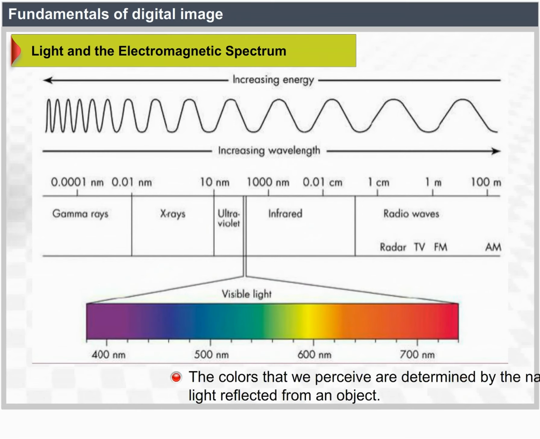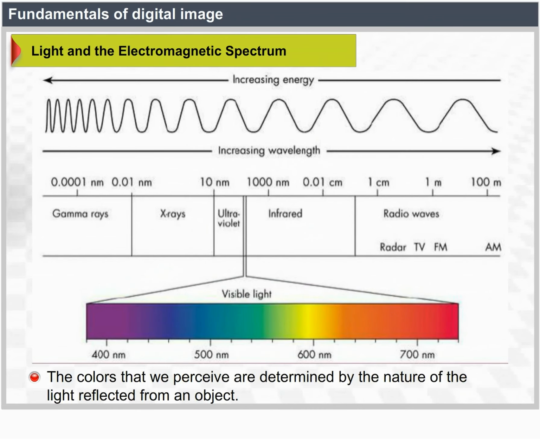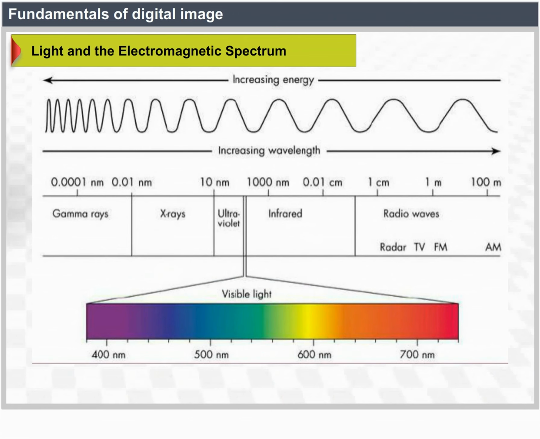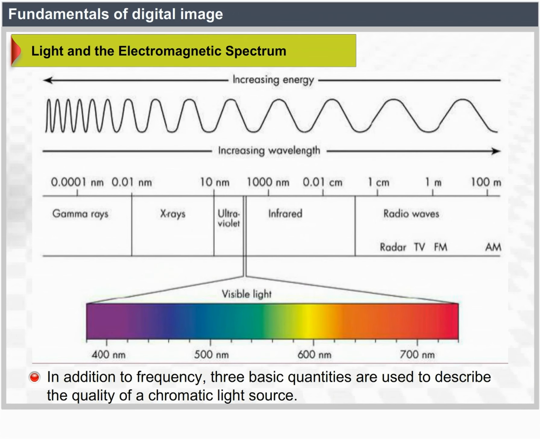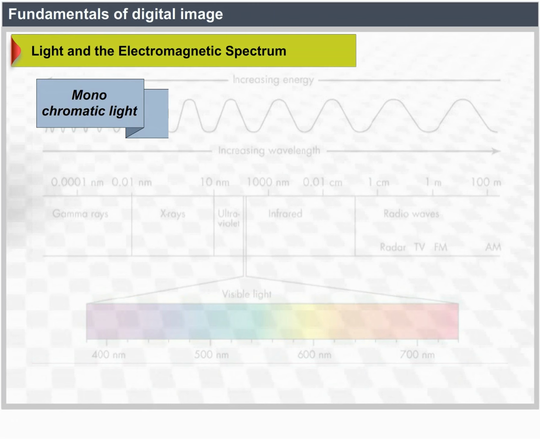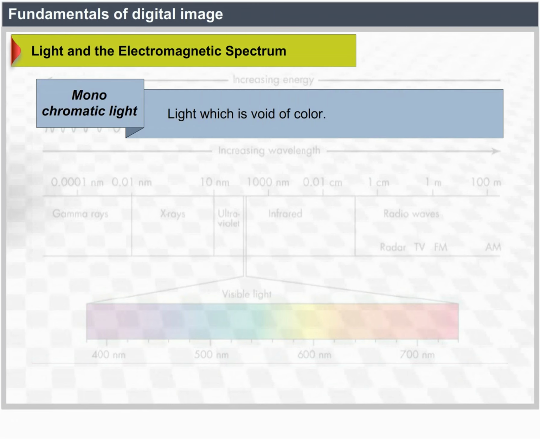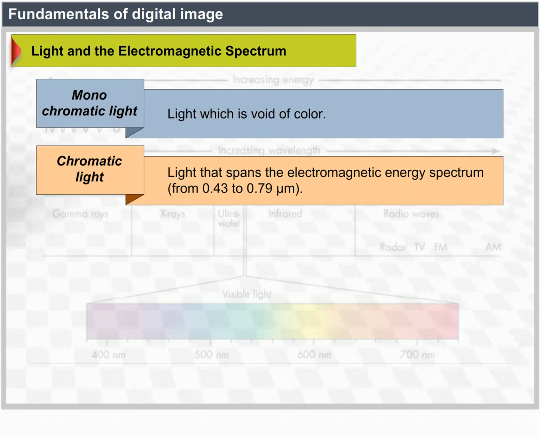The colors that we perceive are determined by the nature of the light reflected from an object. In addition to frequency, three basic quantities are used to describe the quality of a chromatic light source. Monochromatic light, light that is void of color. Chromatic light, light that spans the electromagnetic energy spectrum from 0.43 to 0.79 micrometers.